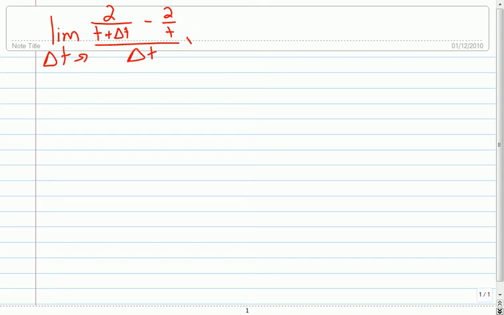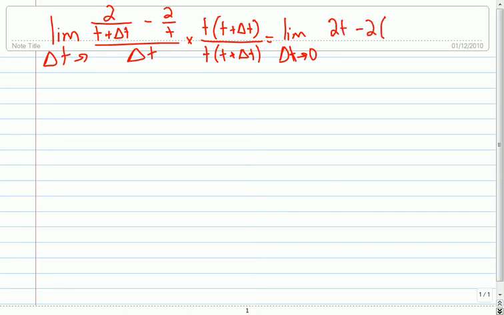So I'm going to times the top and bottom to get rid of those. I'm going to times it by t and t plus delta t. That's going to get rid of my fractions. So that's going to give me the limit as delta t goes to 0. And I'm going to have a 2t take away 2t plus delta t.